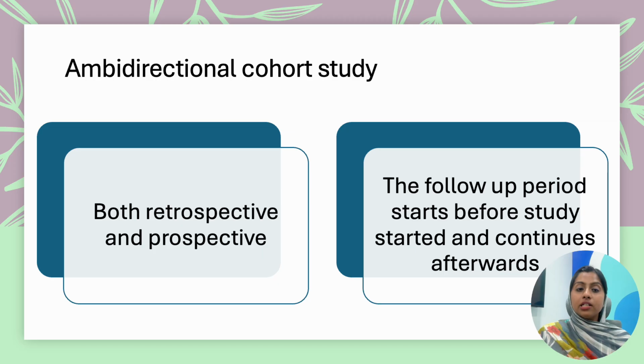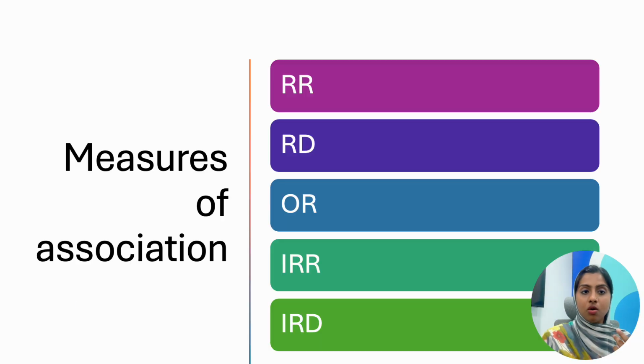Coming towards an ambidirectional cohort study, which means it has both retrospective and prospective cohort. So what happens is you start the study, go back in time and start the study, but there are things that are yet to occur. So it also has a prospective aspect. When these both are combined, it becomes an ambidirectional cohort study.